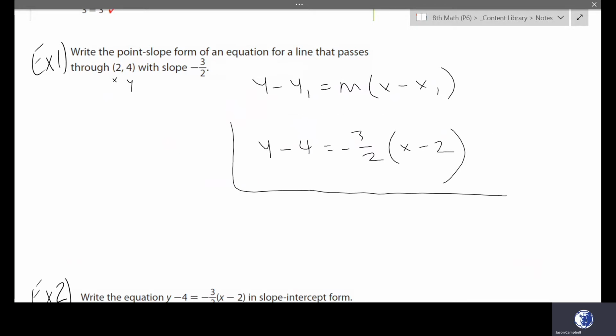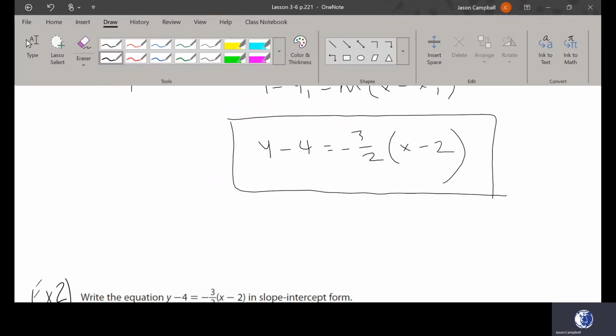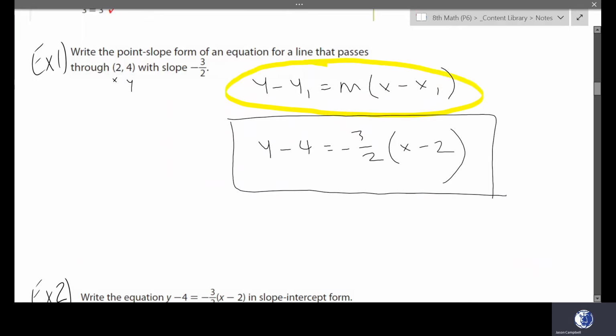And we're done. It just wants you to get comfortable with plugging in a point and a slope into point-slope form, and hopefully you can remember what point-slope form looks like.